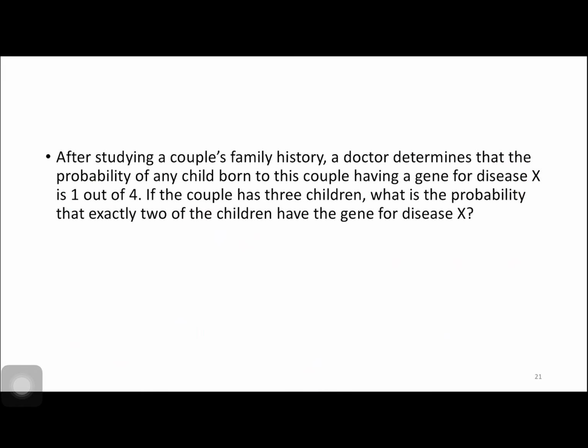Okay, another example. After studying a couple's family history, a doctor determines that the probability that any child born to this couple having a gene for disease X is 1 out of 4. If the couple has 3 children, what is the probability that exactly 2 of the children have the gene for disease X? Okay? So we have here, our P is 1 over 4, that is 0.25. Our Q is 0.75. Okay? Our N is what? We have 3. And then our R is 2.